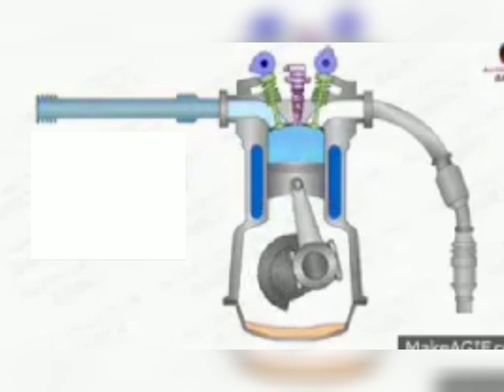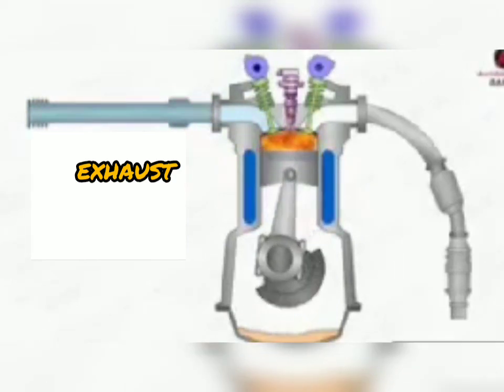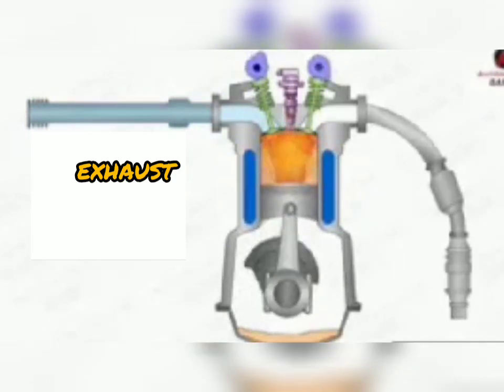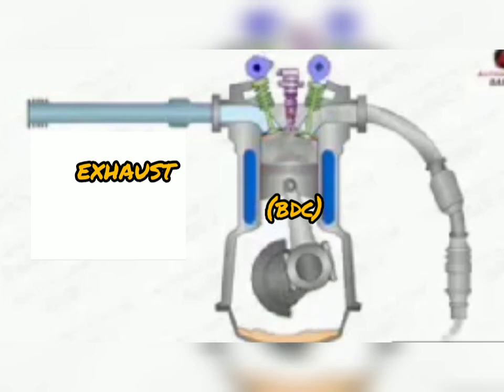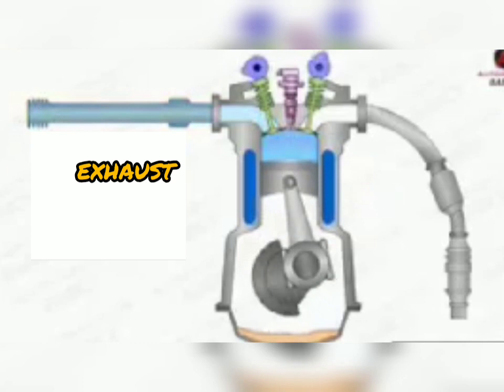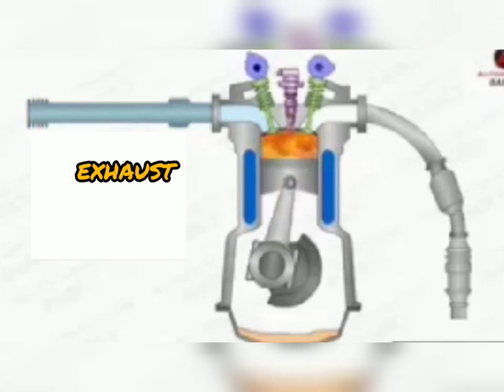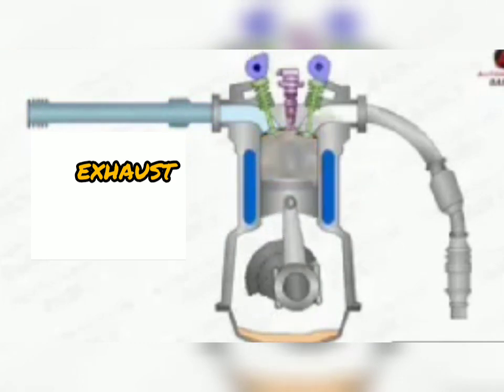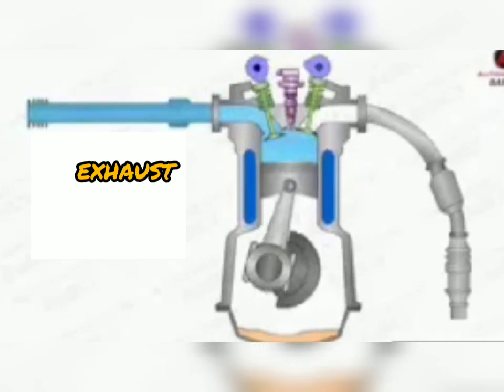And the fourth stroke is the exhaust stroke. As the piston approaches the bottom of the cylinder, the exhaust valve starts to open. As the piston now moves up the cylinder, the hot gases are expelled from the cylinder.